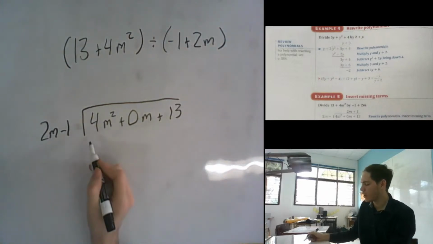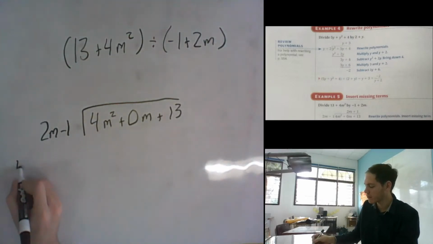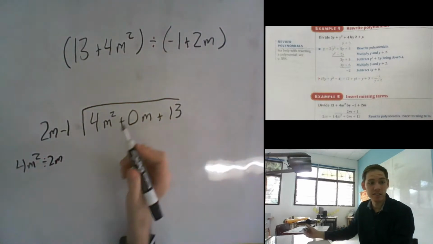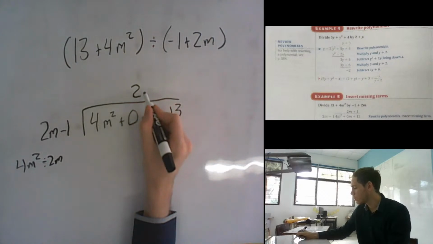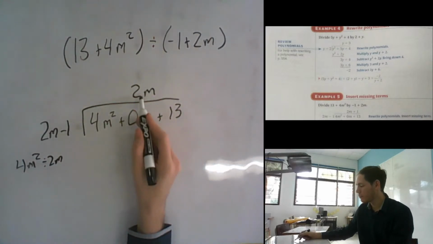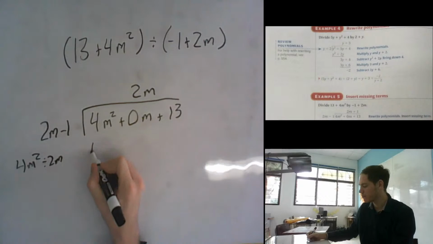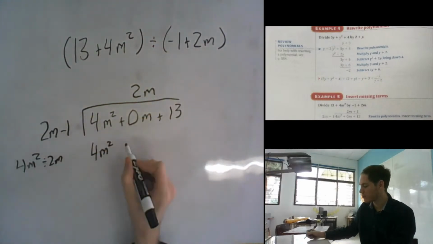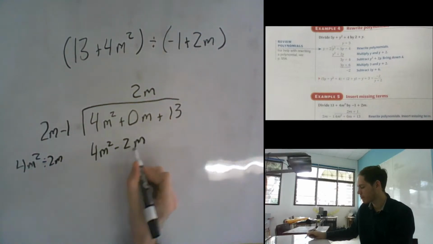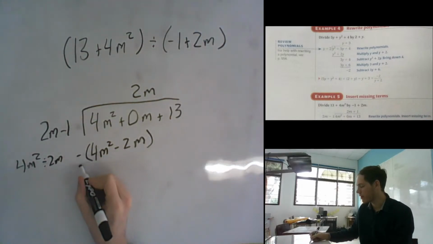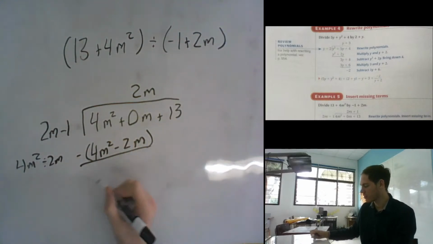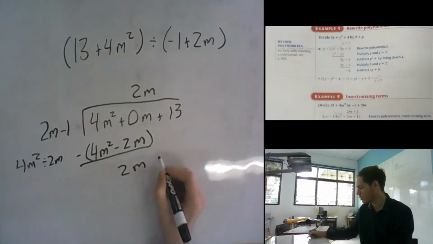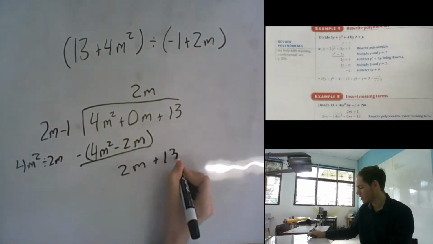So we look at the first term. Think 4m squared divided by 2m. We just did a problem like this, so this would be 2m. We multiply: 2m times 2m is 4m squared. 2m times minus 1 is negative 2m. We subtract this from above. These two cancel. 0 minus negative 2m is positive 2m right here. We drop down the next term.